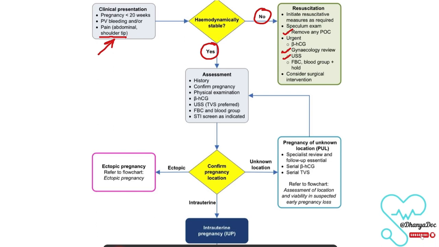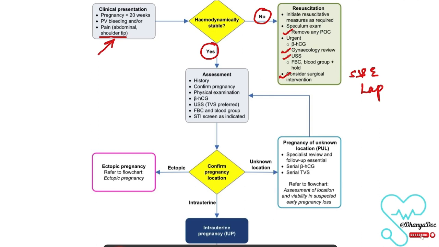And what surgical interventions are there? When considering surgical intervention, we usually do suction and evacuation for the removal of retained products in case of incomplete early pregnancy loss, and laparotomy or laparoscopy for ectopic pregnancy. So that's it about the resuscitation procedure if the patient is unstable.